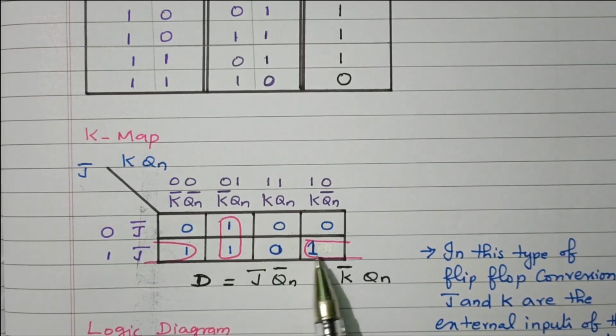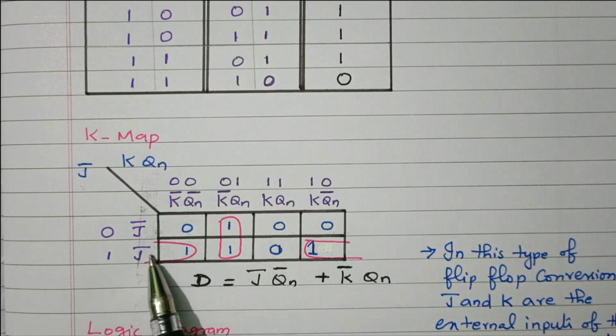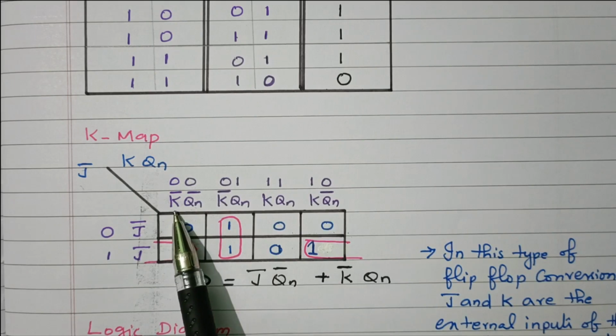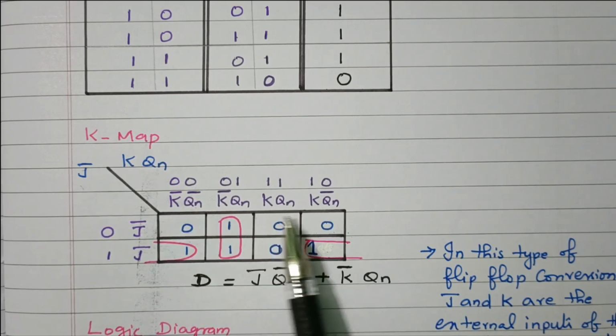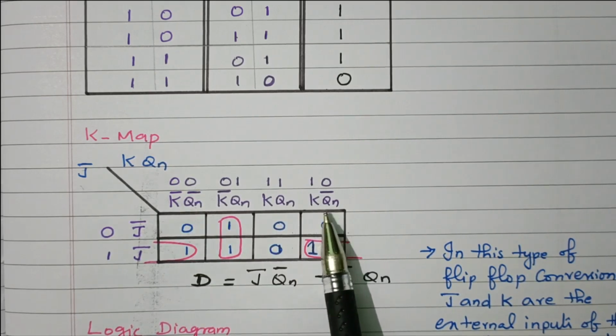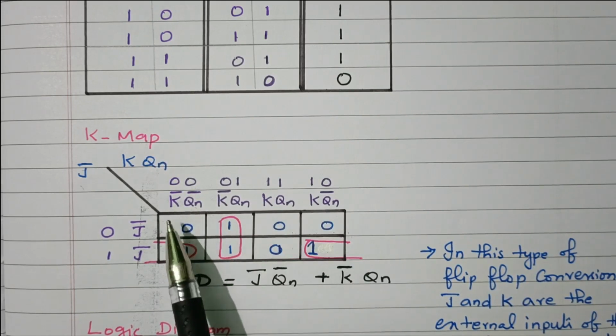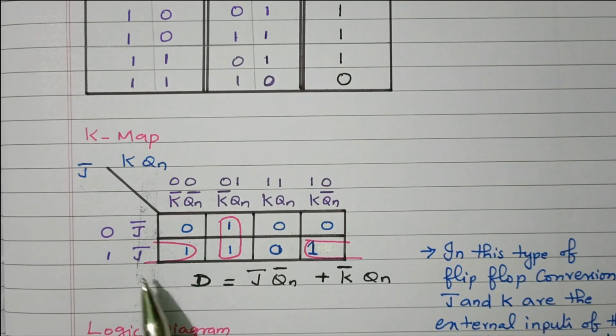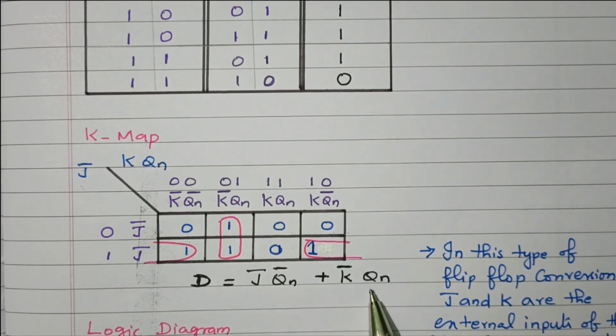While referring these 2 ones available in the second row, it is J. This J is there. Then corresponding first column and last column. First column K bar, Qn bar. Last column K, Qn bar. So this K bar got cancelled. Qn bar is available commonly. So that is Qn bar. J, Qn bar is another input. So the D equal to J, Qn bar plus K bar, Qn.